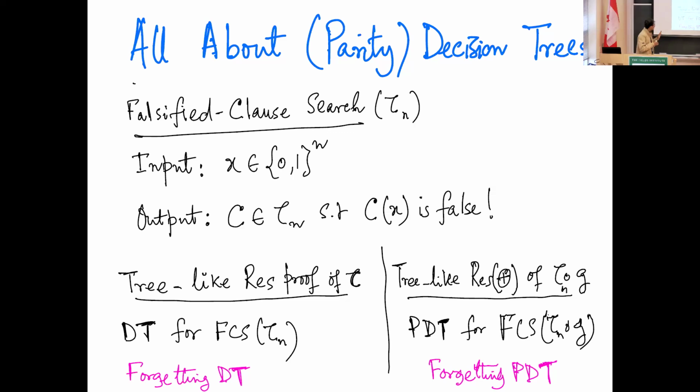Because we are dealing here with proofs, and proofs with a constraint on width, our decision trees would be forgetting. This is a notion that's not typically used when we talk about decision trees computing Boolean functions. Okay, but for this falsified clause search problem, this is an important thing. So the trees would have this property of forgetting, so they are forgetful. Some of the nodes would forget, and similarly here we will have forgetting PDTs.